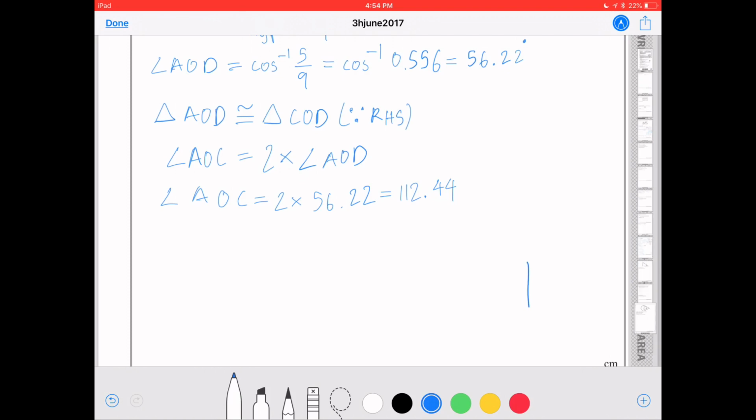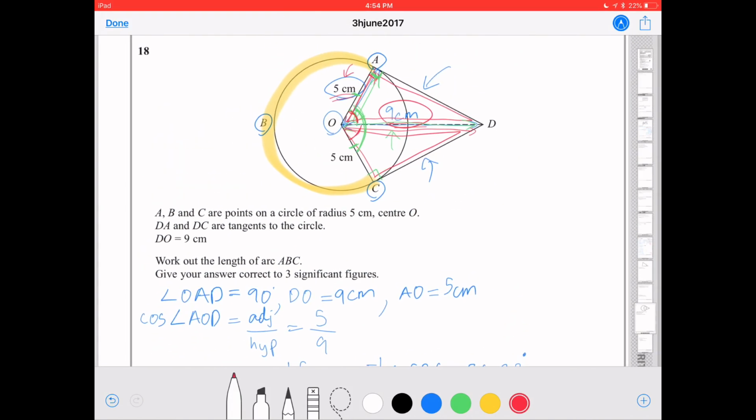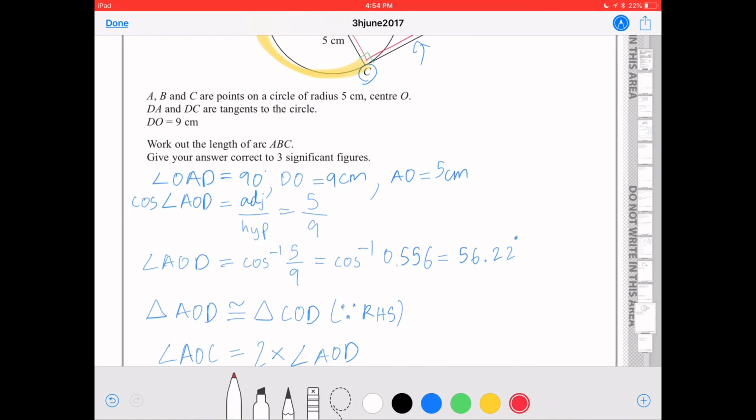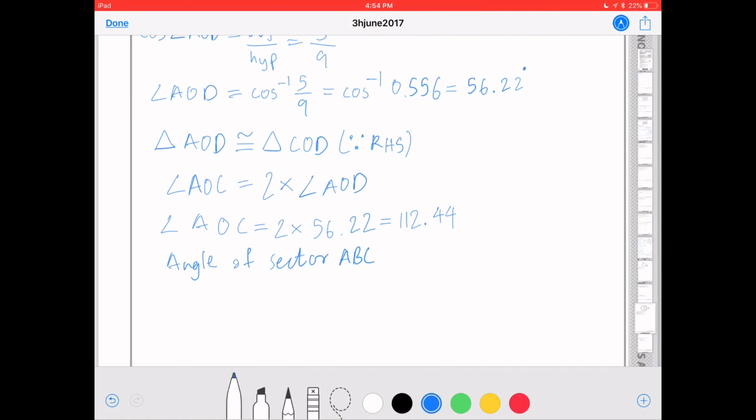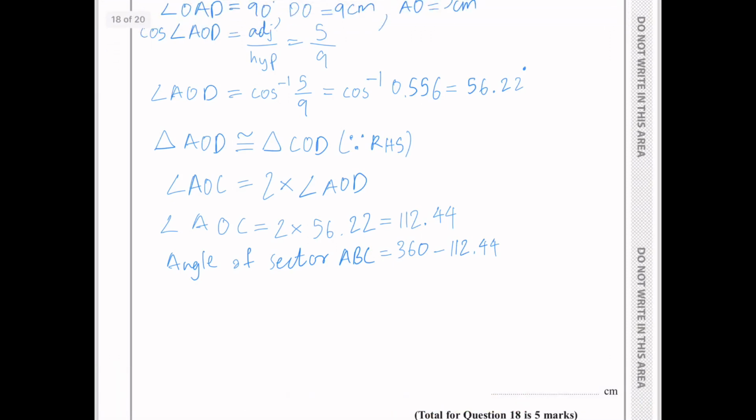So the angle of sector ABC, which is this one, is equal to 360 minus 112.44, which is angle AOC. So 360 minus 112.44 is equal to 247.56.